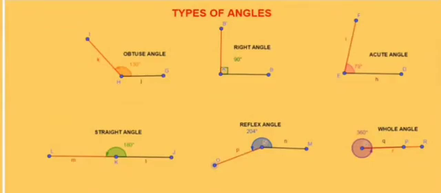Clear? Okay. Next, triangles. When we join three distinct points on a plane, we get a triangle. That is first point, second point, third point. When we join them, we will get a closed figure.